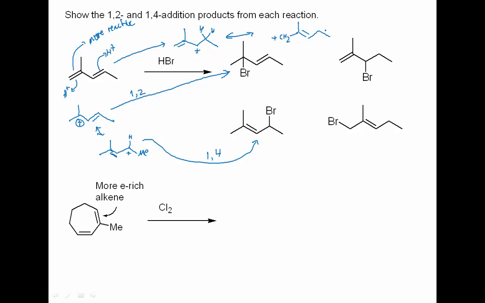Okay, would be these two. Okay, so I guess that's our 1,2 addition product from this pathway. And this is our 1,4 product from this other pathway here. Okay? All right, so this is kind of a complicated reaction.